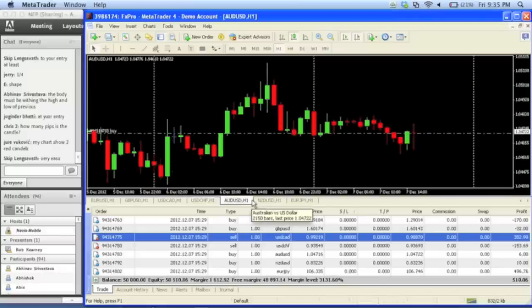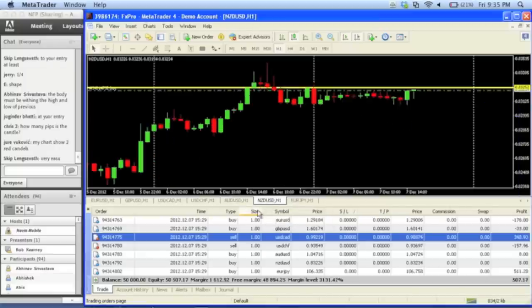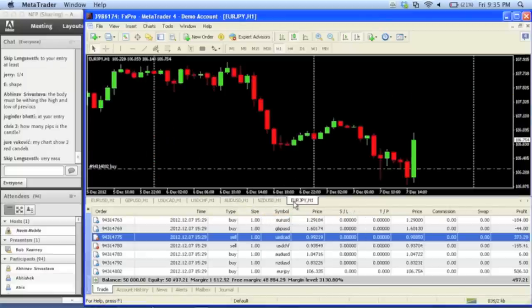Okay, Aussie dollar pushing and pushing and pushing. New Zealand dollar now pushing a little bit harder. Euro yen still looking good. Remember, this is only 5 minutes into the NFP. Even though we're in profit, does not mean we're still in profit yet.